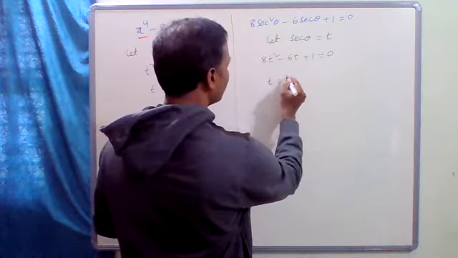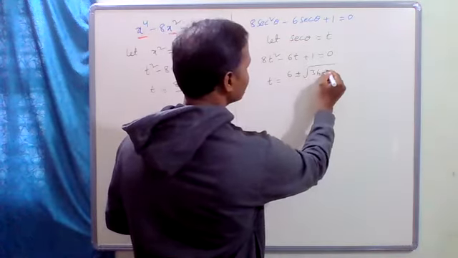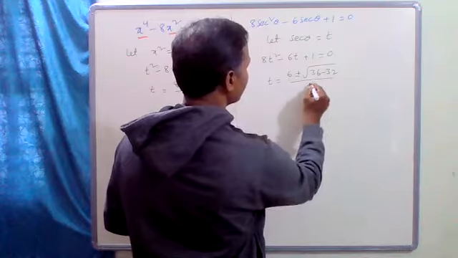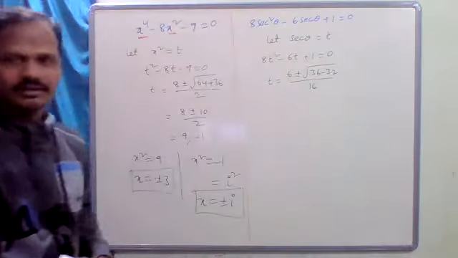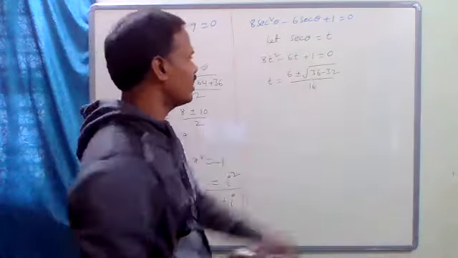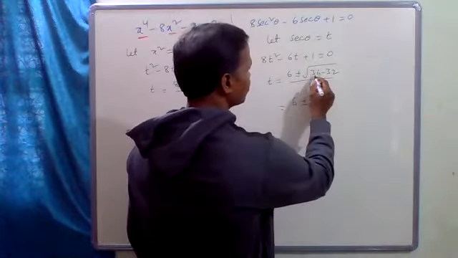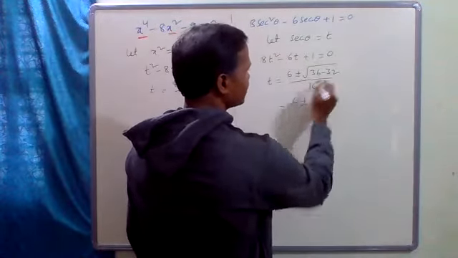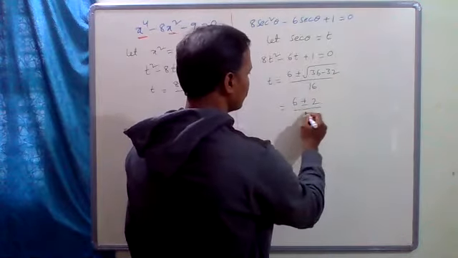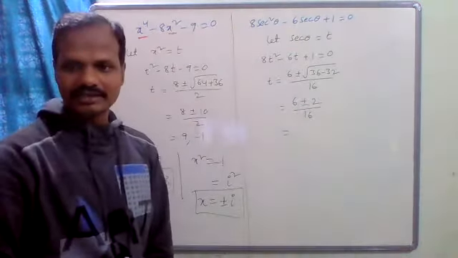So t equals minus b plus or minus square root of b square minus 4ac, by 2a. Is it clear? So which is equal to 6 plus or minus square root of 36 minus 32, that is root 4, that is 2, by 16. If you take the plus case, 6 plus 2 is 8.